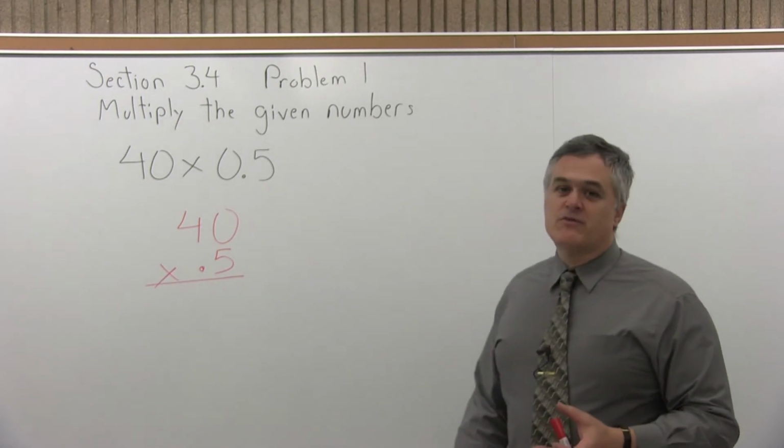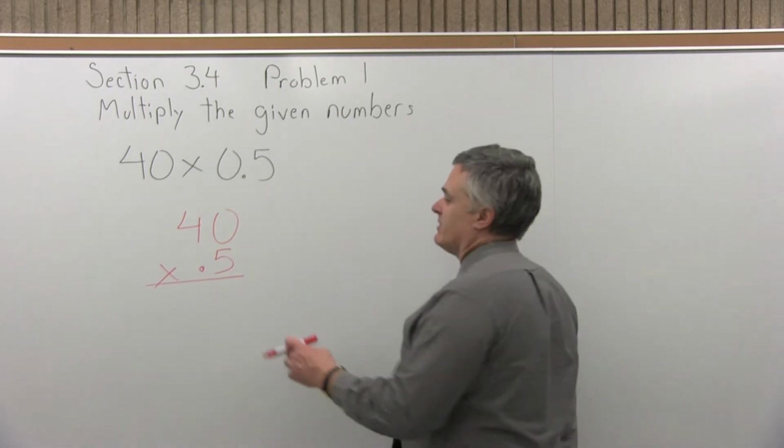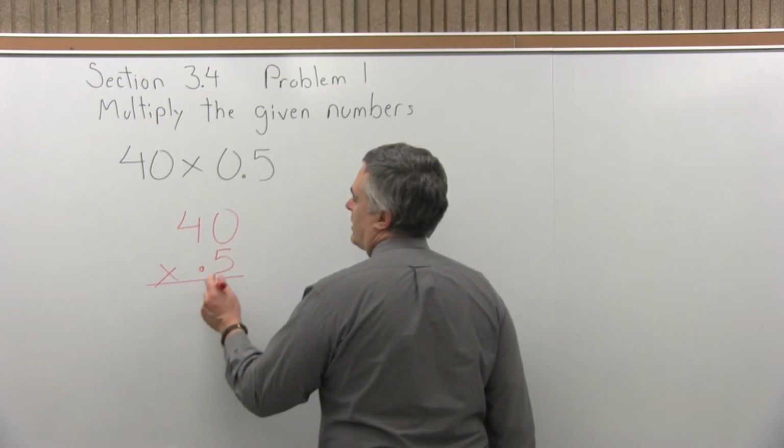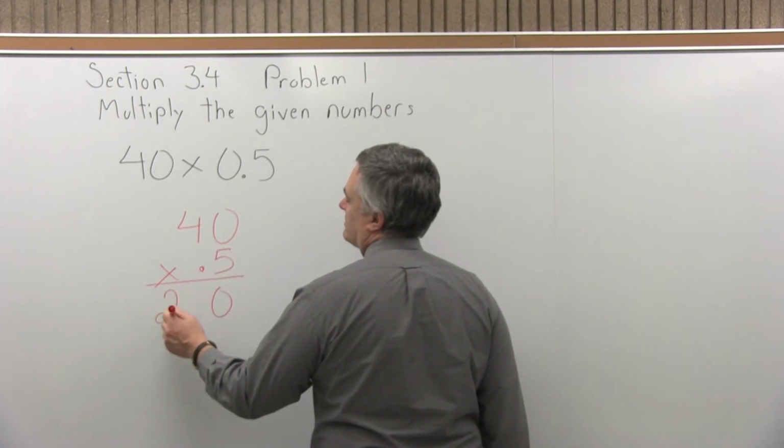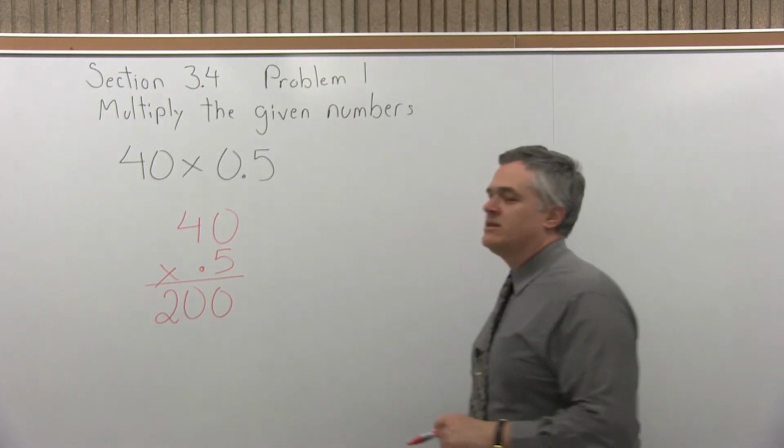So what you want to do is at first just ignore the decimal. Just multiply. So 5 times 0 is 0. 5 times 4 is 20. So I did the multiplication.